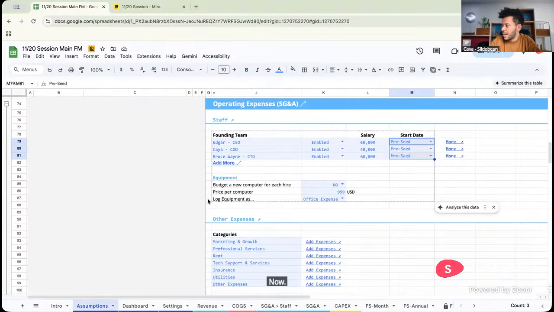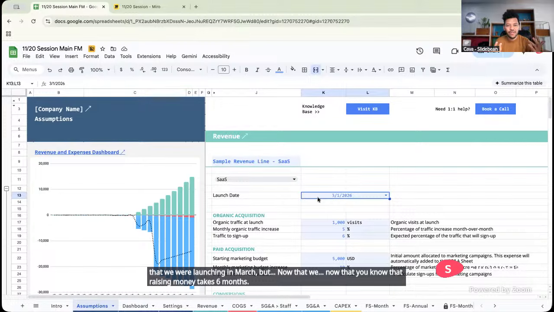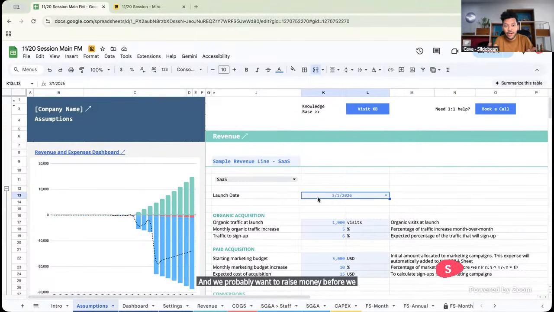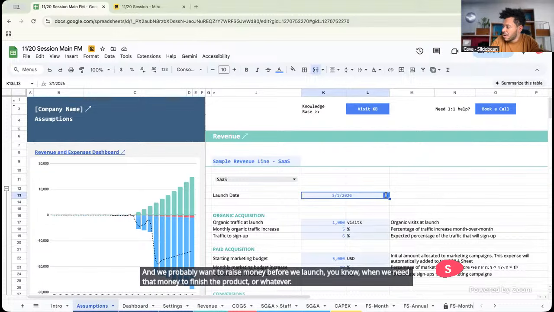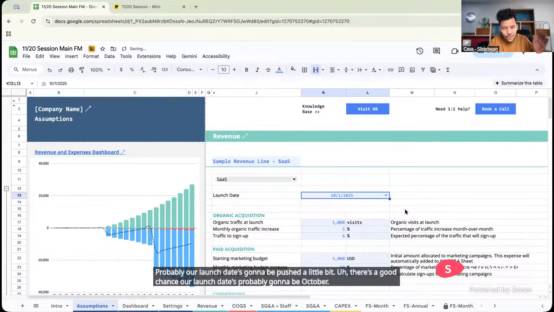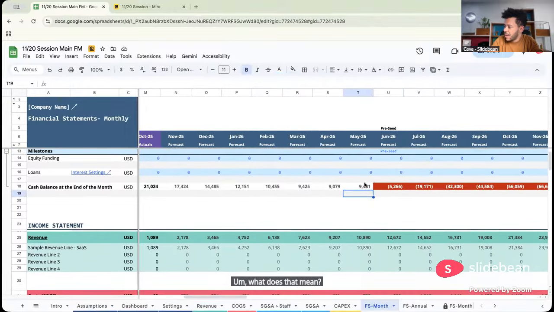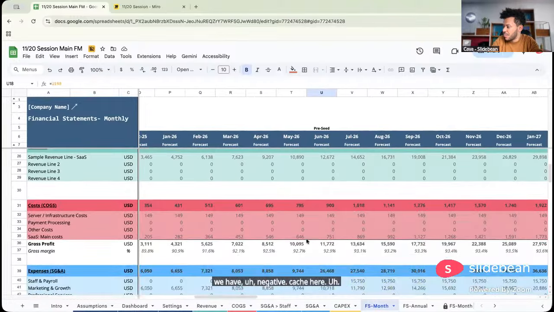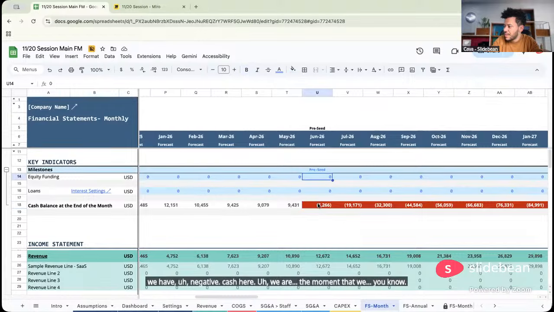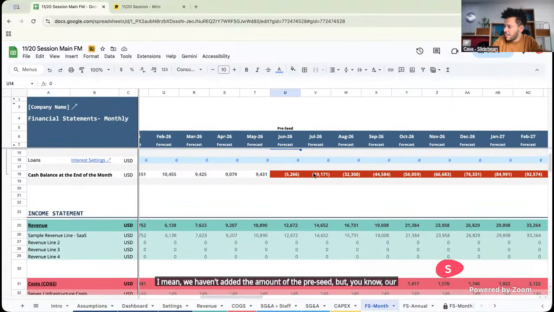Now, one thing with that is that we had assumed that we were launching in March, but now that you know that raising money takes 6 months, and we probably want to raise money before we launch, when we need that money to finish the product or whatever, probably our launch date's going to be pushed a little bit. There's a good chance our launch date's probably going to be October. So we're delaying that a little longer. What does that mean? Well, it means that we have negative cash here. Even though we raised this pre-seed, I mean, we haven't added the amount of the pre-seed, but our 25K runs out, and we have these negative numbers here.